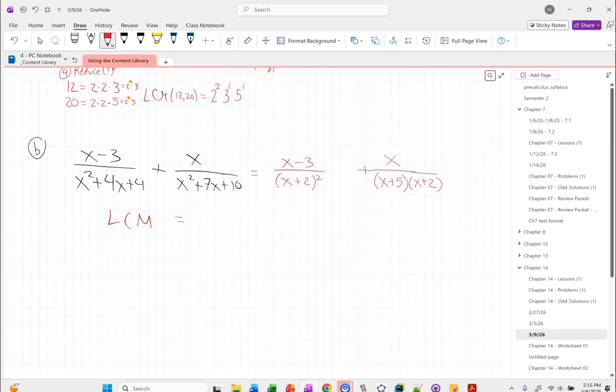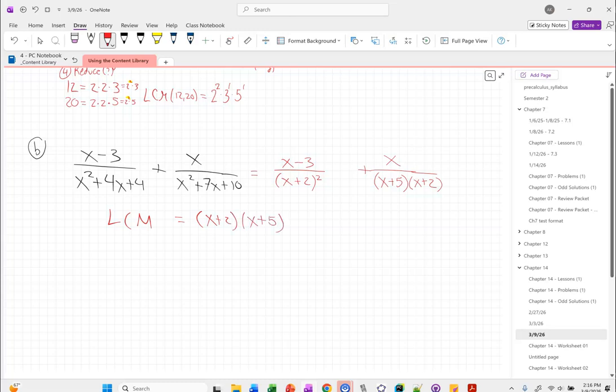What's my least common multiple gonna be? How many distinct prime factors do you guys see? I see x plus 2 and x plus 5. 2 distinct prime factors.